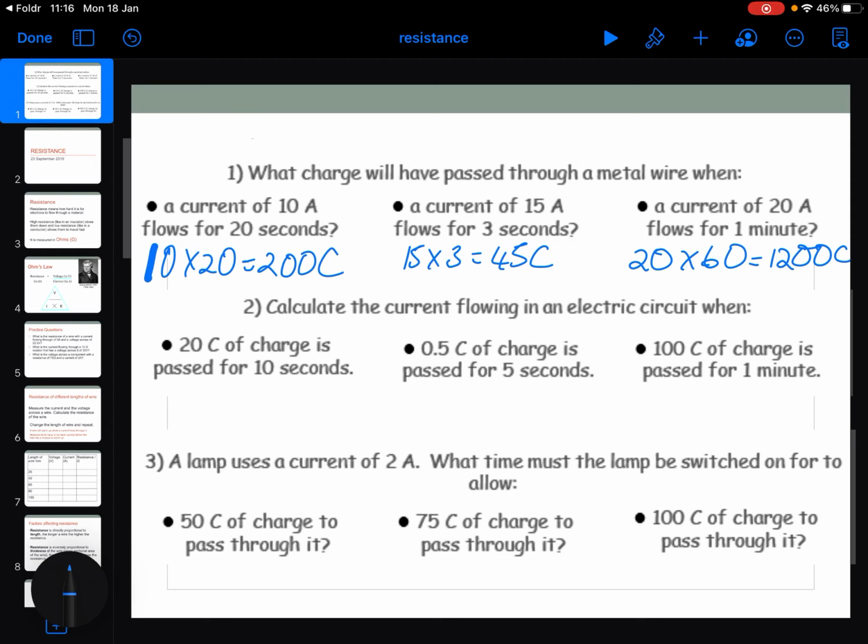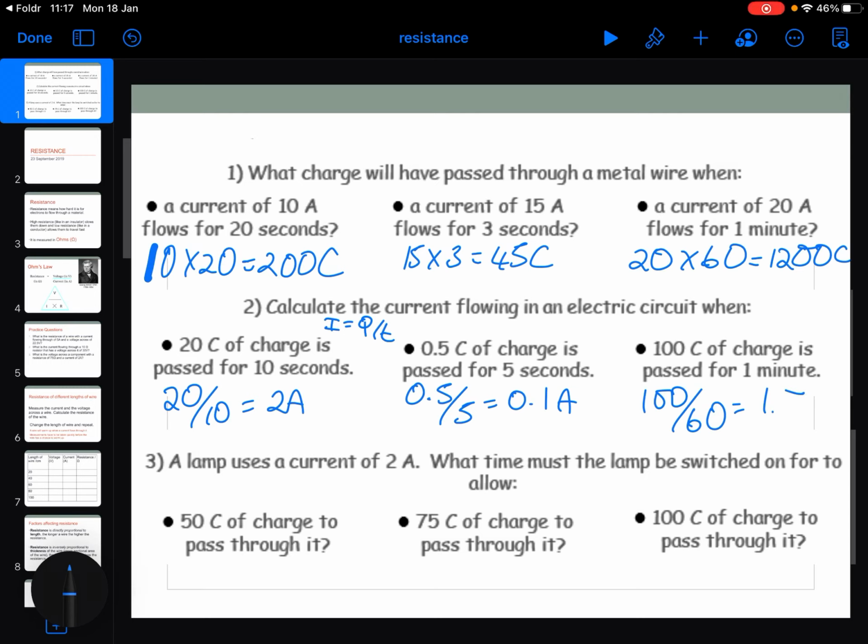Calculate the current flowing in an electric circuit, so I'm working out current, which is Q divided by T. So you've got 20 coulombs over 10 seconds, so 20 divided by 10 is 2, and it's amps because it's current. I is 0.5 divided by 5 equals 0.1 amps, and 100 divided by 60 is 1.6 recurring, so I'm going to round it to 1.7 amps.